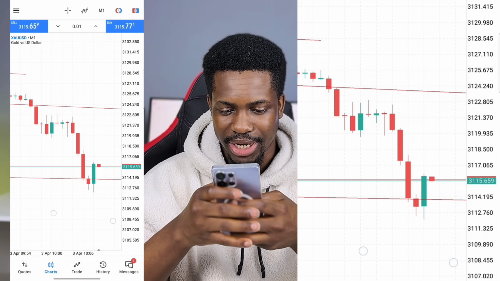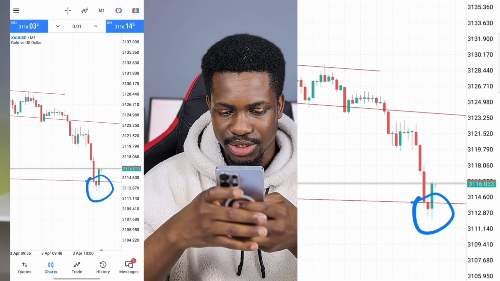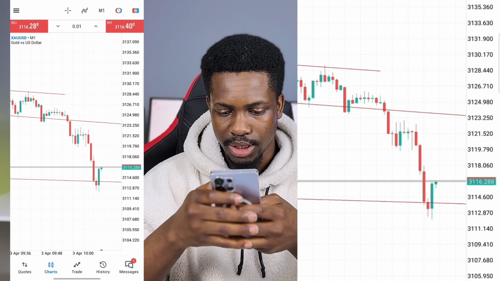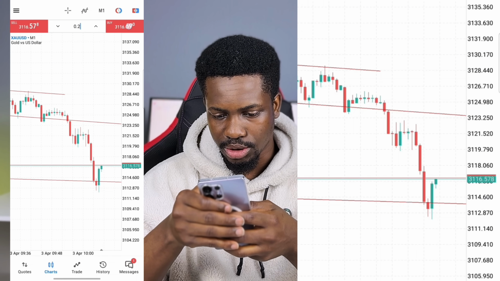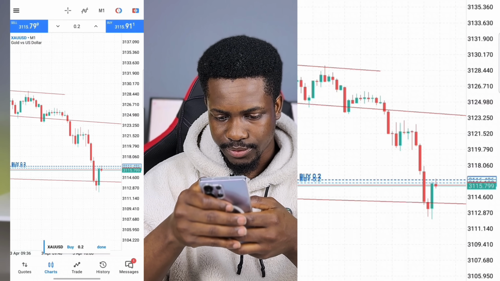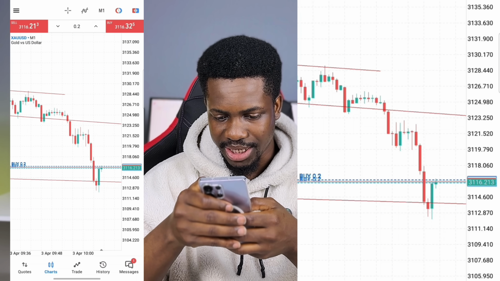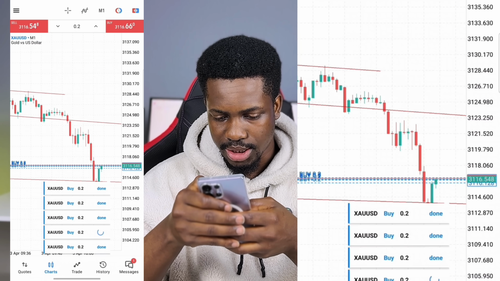So we should be buying very soon. I just want it to drop down a little bit. You can see the zone that it actually just got rejected from. Okay, let's use 0.2 this time around. Let's just go into some trades. If it drops down a bit again, I might add some trades.